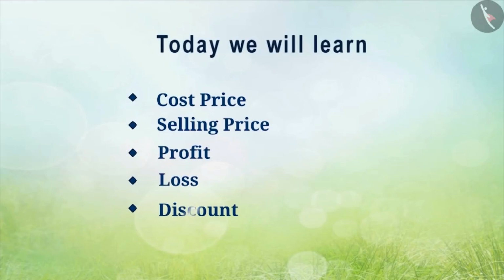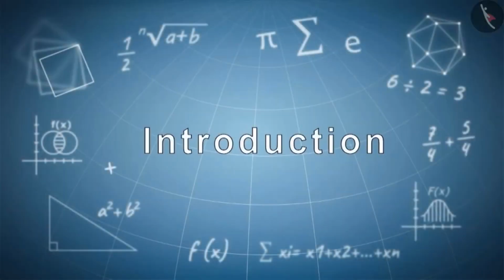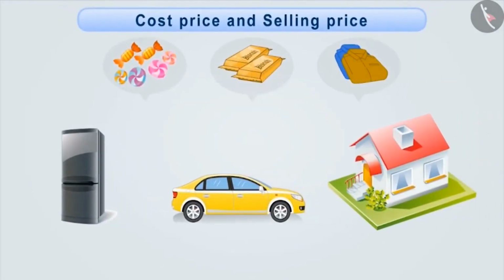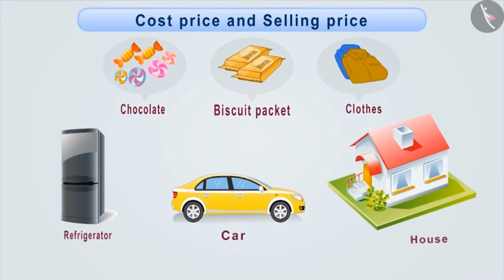Profit, loss, and discount. Each one of us likes shopping. We buy everything from small items like chocolates, biscuits, clothes, to big items like refrigerators, cars, houses, etc. In each and every purchase, there are some important concepts like cost price and selling price. Let's understand them.